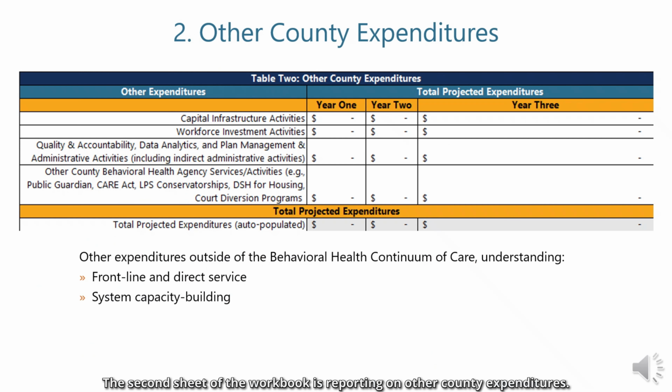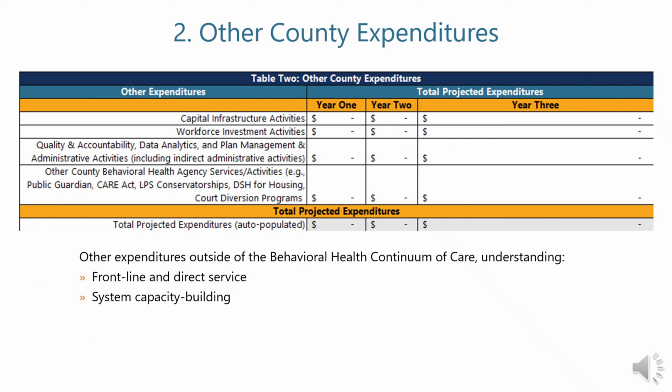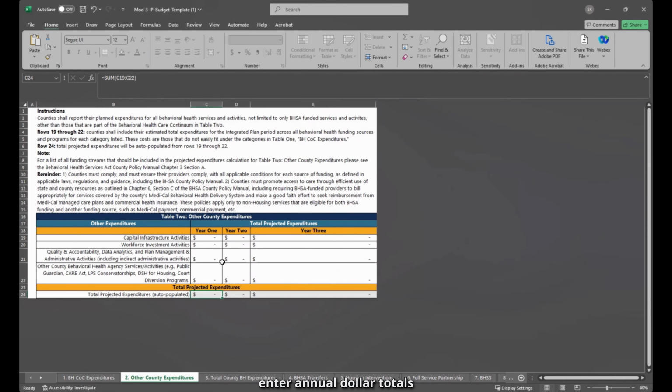The second sheet of the workbook is reporting on other county expenditures. This tab isolates activities outside the direct service or care continuum, taking a closer look at things like capital projects, workforce development, and data information technology infrastructure, and other behavioral health transformation initiatives. Segregating these costs helps track how much of an allocation supports frontline care versus system capacity building. For this sheet, we will simply enter annual dollar totals for each of these categories for each of the 3 years within the integrated plan. The last row on this sheet will again auto-populate the total projected expenditures.